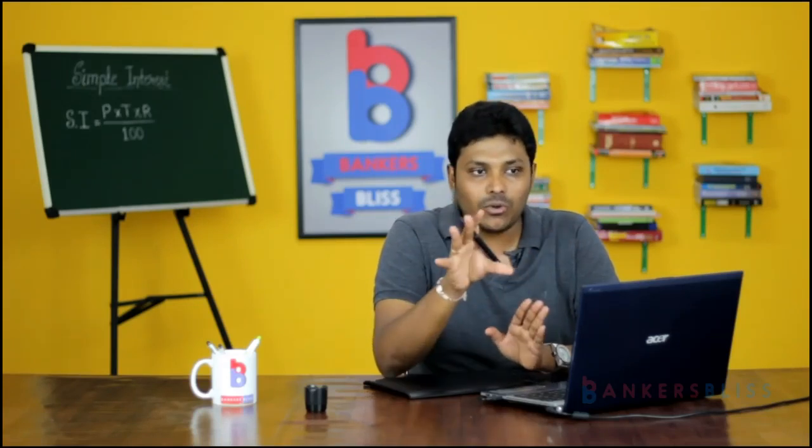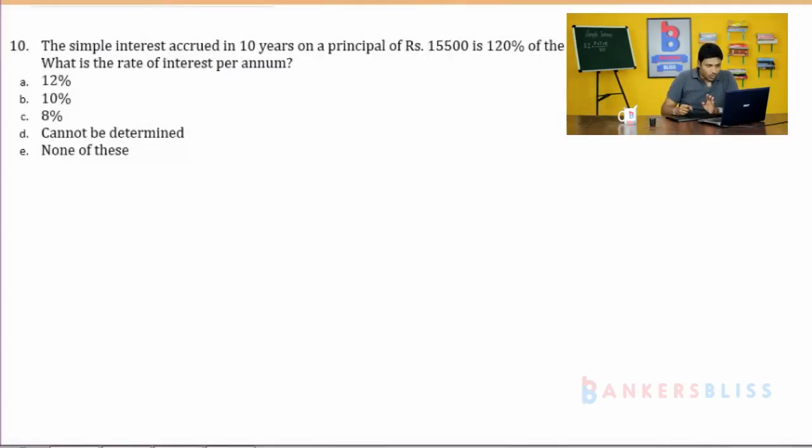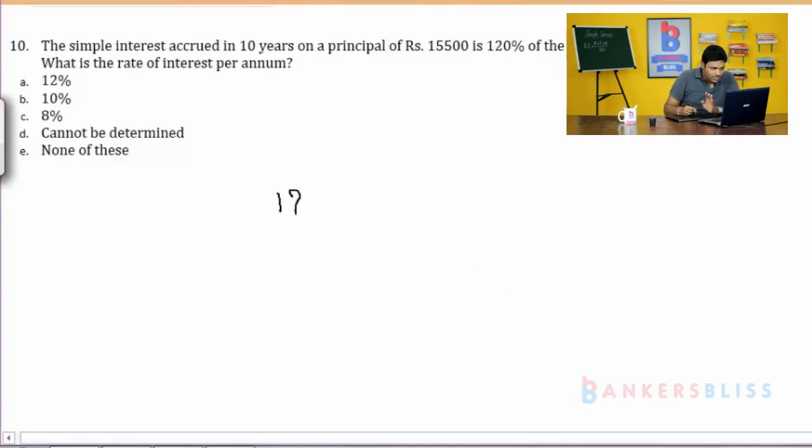So don't go for the formula, directly you calculate. So 120% for 10 years. Then per year, what is your rate of interest? So 120 divided by 10, 12% is your answer.